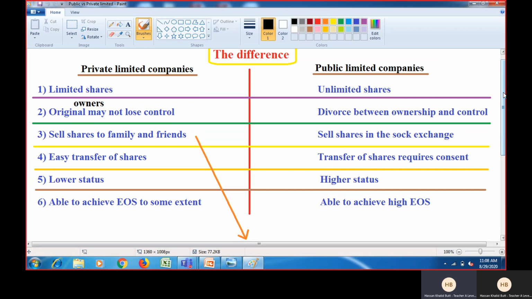But in a public limited company, there is a divorce between ownership and control. Divorce means separation, and it clearly means ownership belongs to the shareholders, whereas control belongs to the board of directors. And here, original owners fail to become board of directors. The reason is, as you can see in point number 1, there are unlimited shares. So obviously, as a single person, they do not have the capacity to buy more than 50% shares.